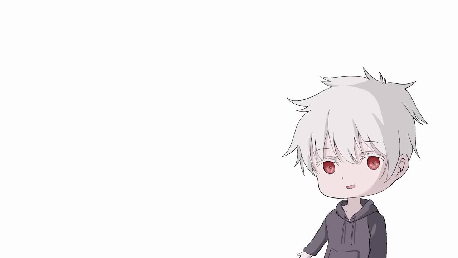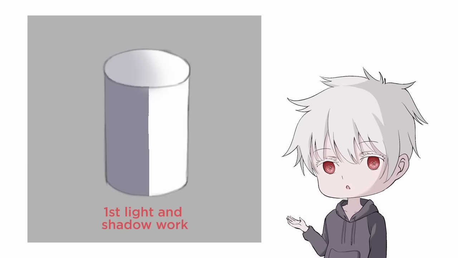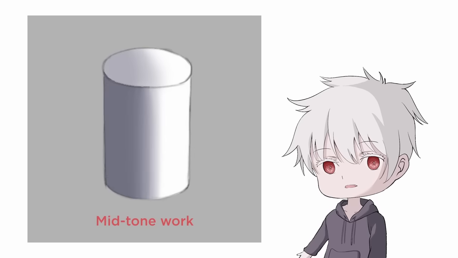So you've learned how to pick a shade that has a slightly different hue from the basic tone. But how do we implement this into our coloring process? For two-tone shading, basically, you shade an object with 2 different darkness of a single color to enhance depth and volume. After you are done, smooth out the base and mid-tones when coloring.